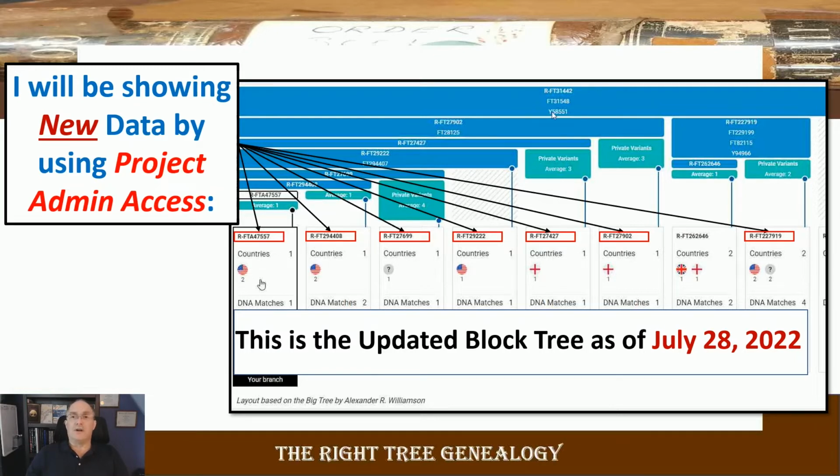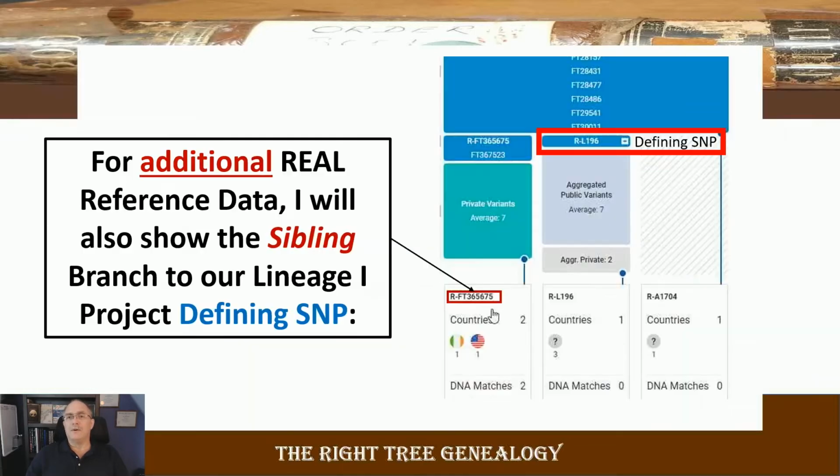And in addition, I'm going to go up a notch from the FT31442. This is the defining SNP for lineage 1 in the project. Well, the sibling branch to this, I decided to take one of these kits, open it up, and show the data from it as well.